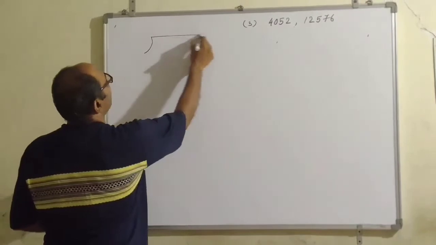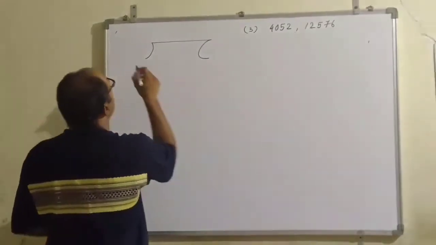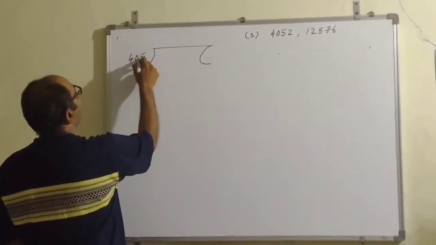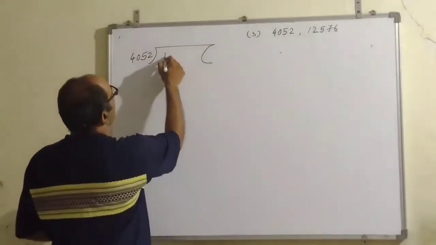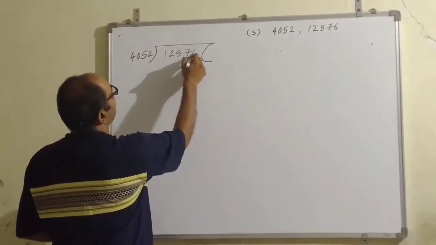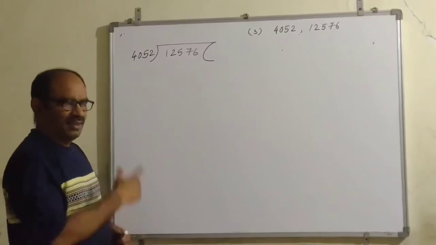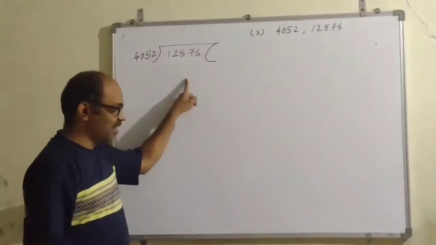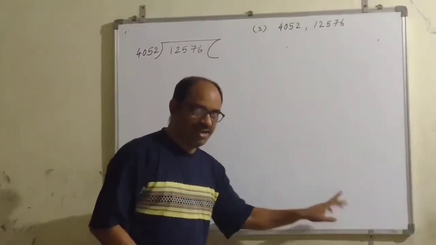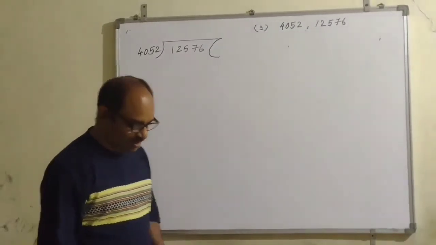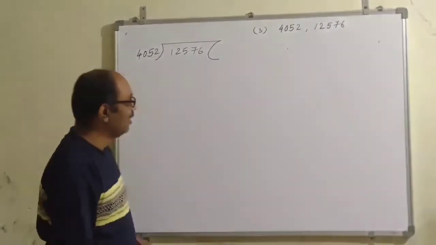Well, I'll put that division sign. The smaller number 4052 and the larger number 12576. Here you will see it's very lengthy division. I know that. I'm telling you. Just observe and understand. Okay?